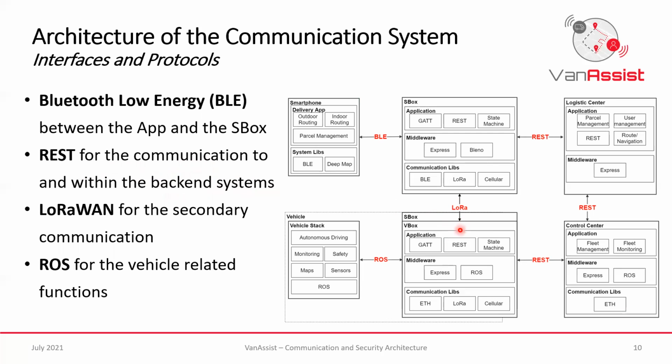Also between the S-box and V-box, which is the secondary communication, we have LoRaWAN. And within the vehicle, between the V-box and the vehicle stack, there are ROS or Robot Operating System topics which are exchanged. So every message is published by an entity, and the other entity is subscribing to the topic to get the data. So these are the overall protocols of the system.